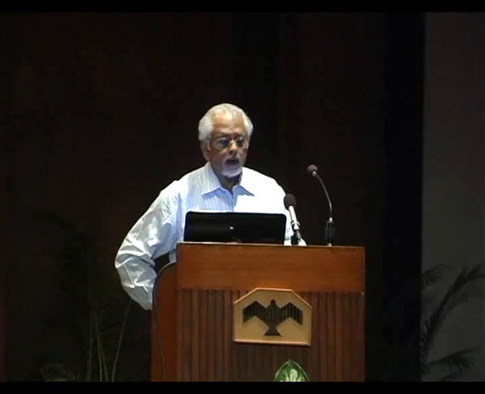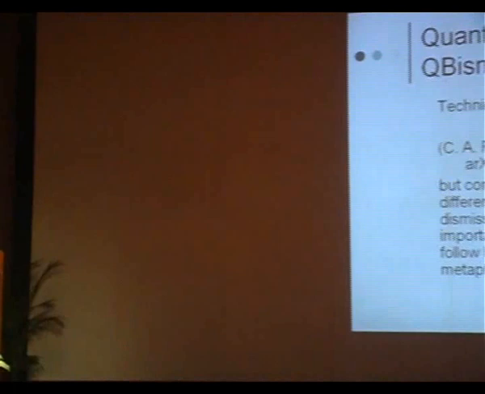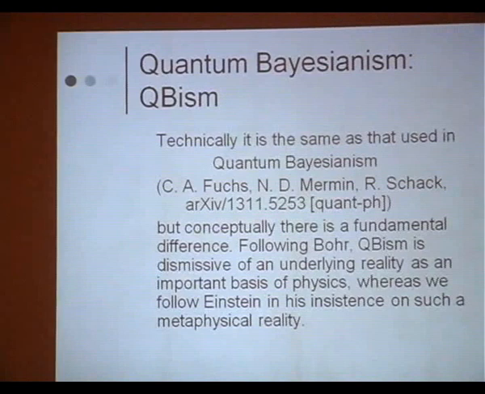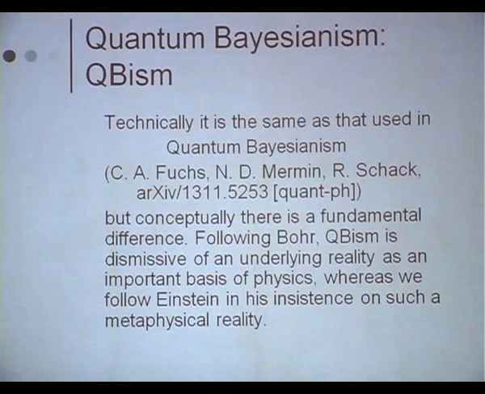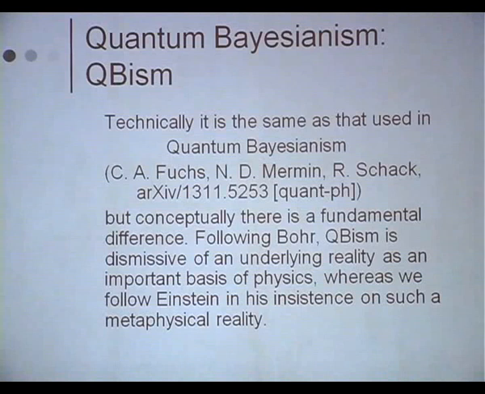So conceptually, there is a fundamental difference between them and us. They are also saying the same thing: all this big talk of non-locality and collapse are non-issues. Basically, the wave function is quantum Bayesian, so you're updating your wave function every time you get new information. But they follow Bohr, and therefore QBism is dismissive of an underlying reality as an important basis of physics, whereas we would like to follow Einstein in his insistence on such a metaphysical reality.